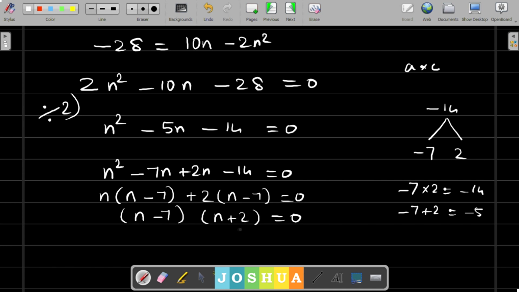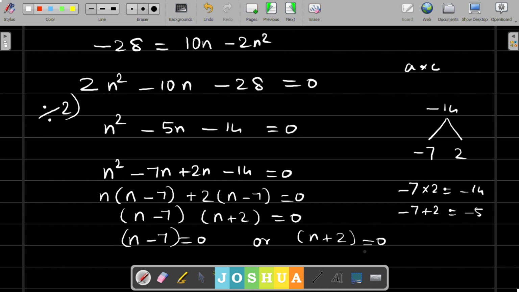There are two terms in this equation. n minus 7 is one term, n plus 2 is another term, but the product is 0. That indicates one among these terms is 0. So I can conclude either n minus 7 may be 0 or n plus 2 may be 0. So the two possibilities are n minus 7 equal to 0 or n plus 2 equal to 0.